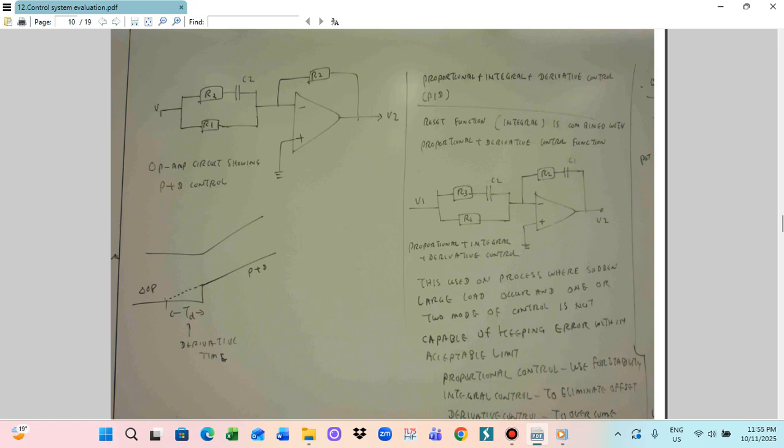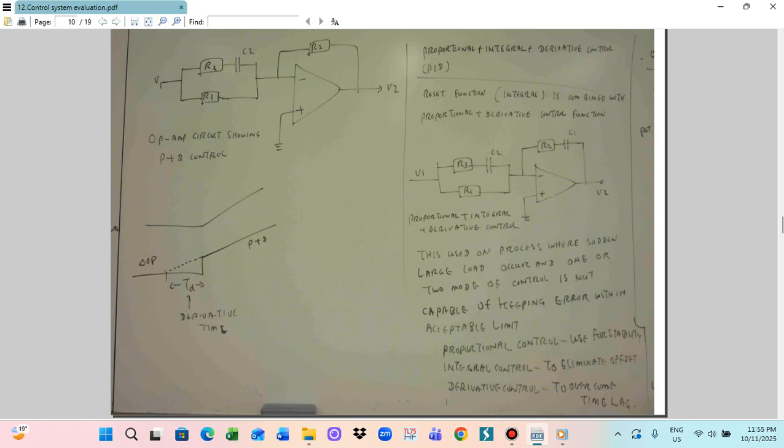Now I give you the diagram for this, the PID. P means the proportional, I means the integrate, and D means the derivative. So I will give you the diagram. This control system is utilized on processes where a sudden change of the load occurs and one or two of the controls are not capable of keeping the error within the acceptable limit. This is why we need to utilize the PID control system.